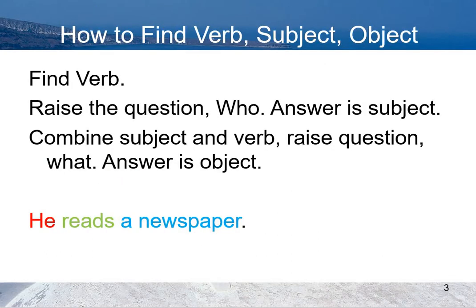How to find subject, verb, and object? Its method is quite simple. First of all, read any sentence. He reads a newspaper. First step is to find out the verb. Reads is a verb. Now raise a question on the verb. Who reads? You will find the answer. He reads. So he is subject.